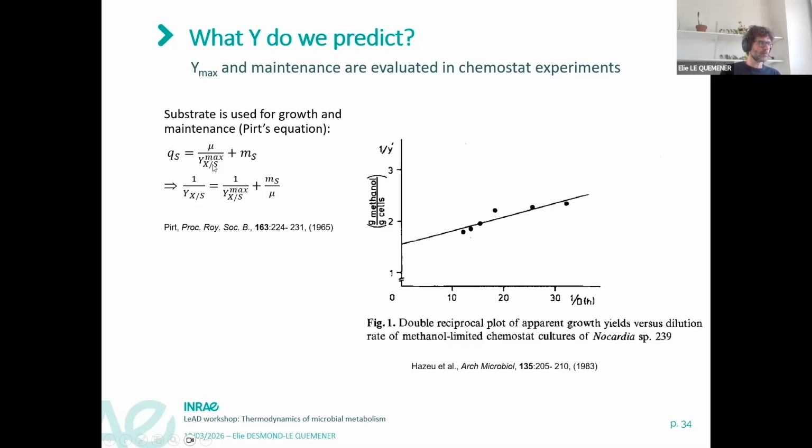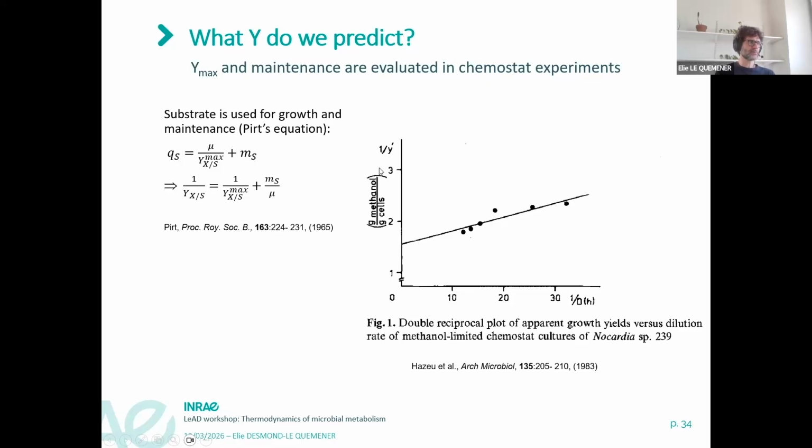You have 1 over Y max, so that stays like that. And then you have mS divided by mu. Which means that in the chemostat, we know that mu will be equal to the dilution rate. So if you change the dilution rate, you change the mu, and then you change the apparent yield. And that's just an illustration here with an example.